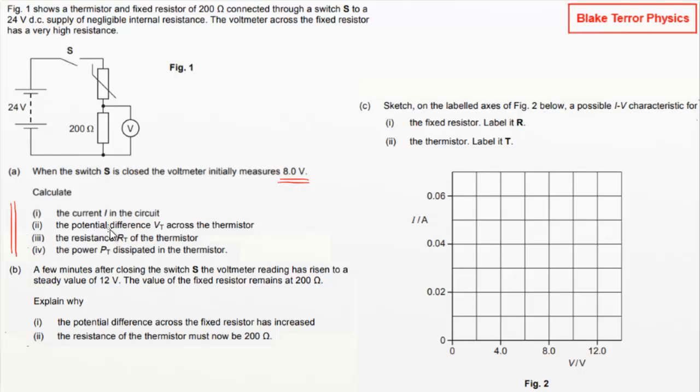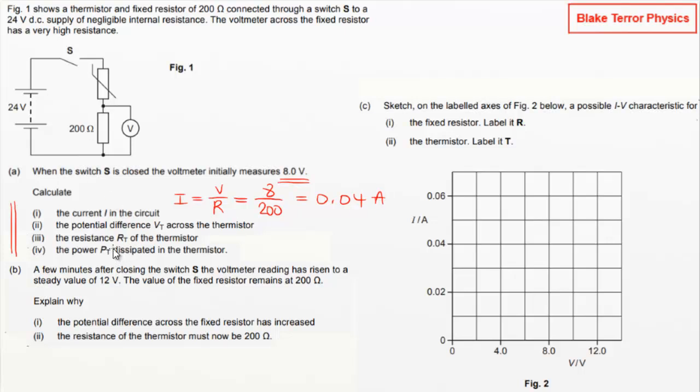It's a series circuit, so we've got the same current all the way around. So we can just look at the current through this fixed resistor. That's going to be the voltage divided by the resistance, V equals IR rearranged. So I is the potential difference divided by the resistance, which is 8 divided by 200. So that is 0.04 amps. That's what we've got running around everywhere.